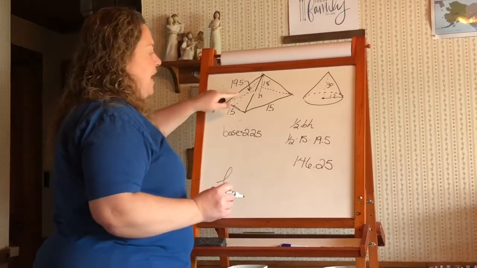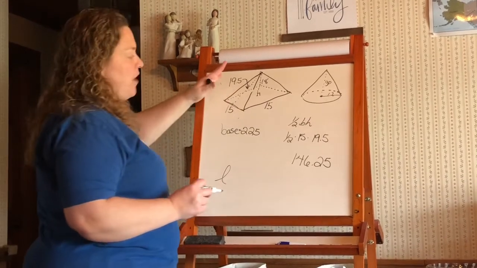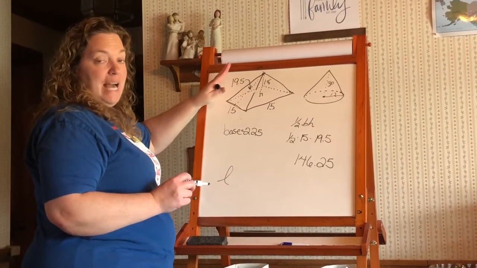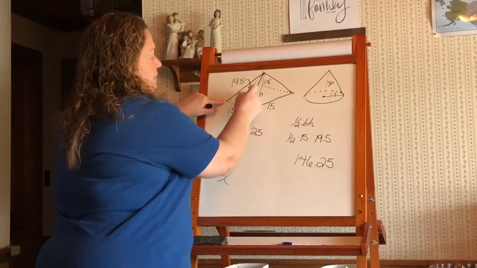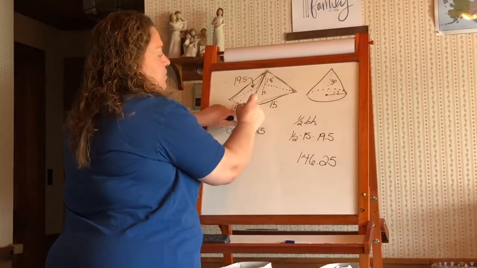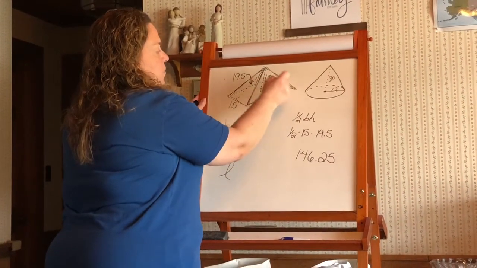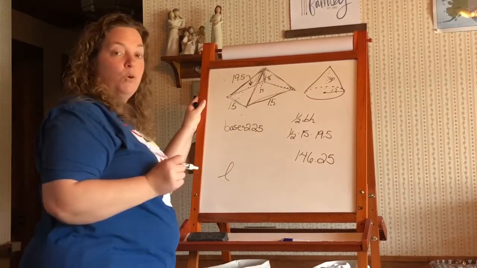146.25 is the area of one triangle. How many triangles do we have on this figure? How many lateral area triangles? We have this one, that's 1. We have this one, that's 2. We have this one, 3, and then that back one is 4.